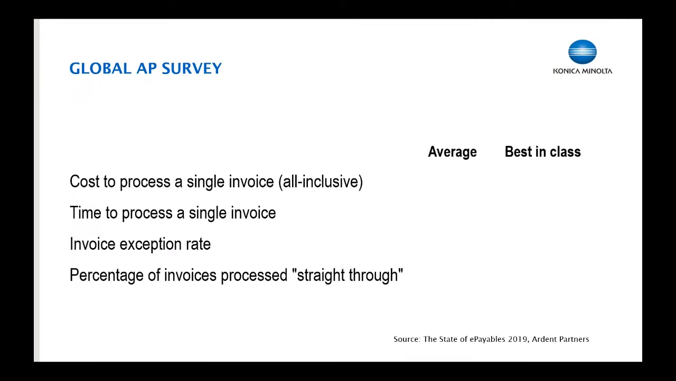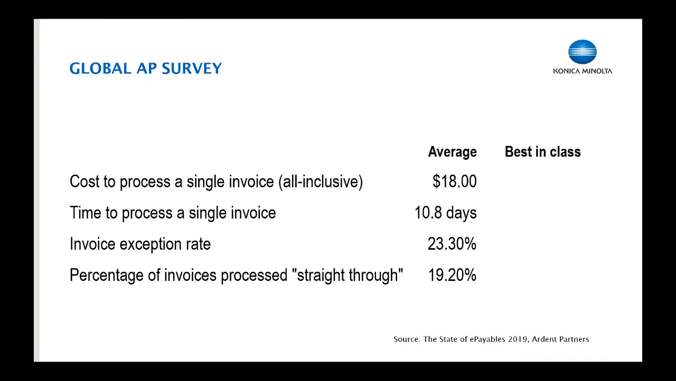Now, when it comes to the average non-automated AP performance, here's what the reports show for the global averages, and these are in Australian dollars. So it costs on average $18 to process a single invoice, and over 10 days to process a single invoice, an exception rate of just over 23%, and a pretty poor performance of under 20% for invoices that pass straight through.